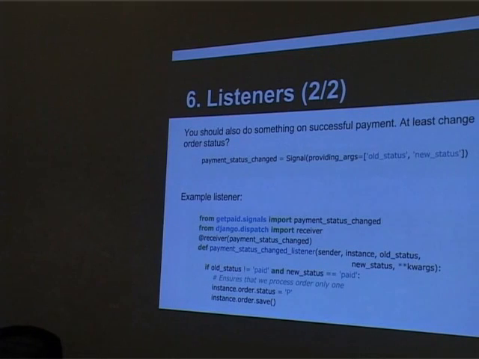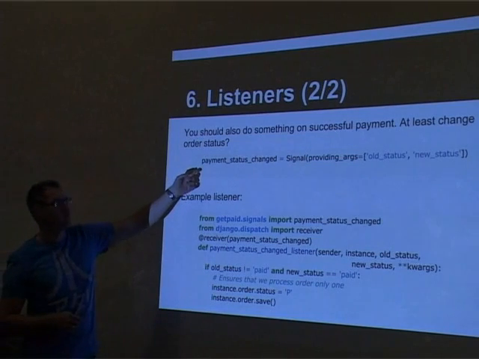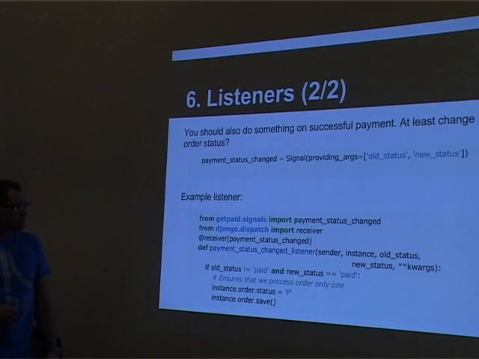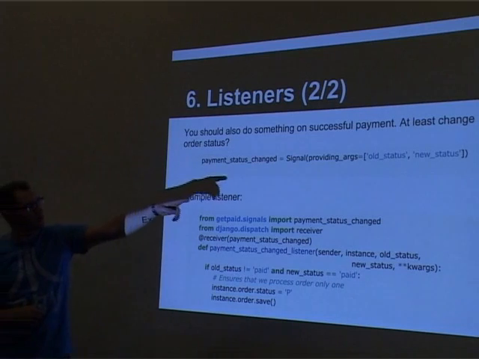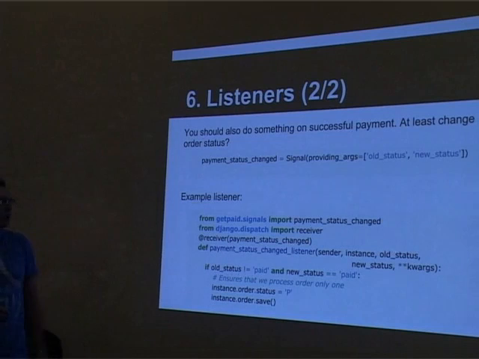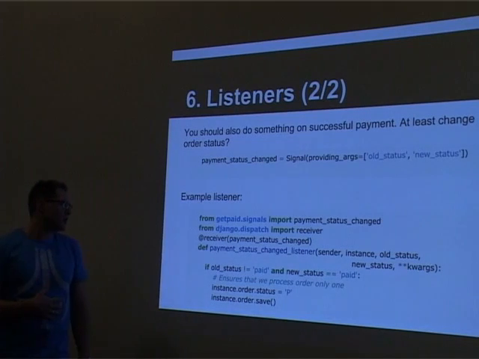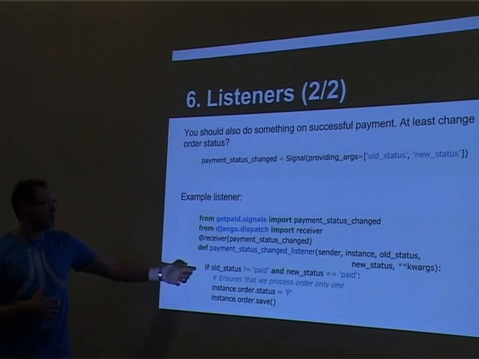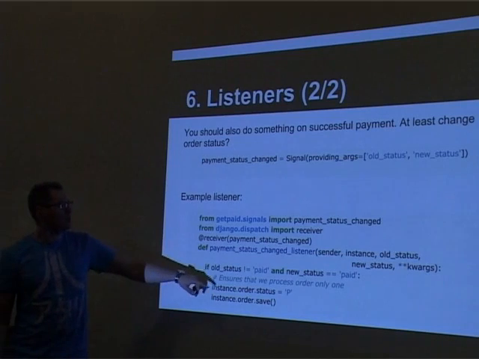And also the second thing, which is important: how to notify that the payment has actually been processed and whether it's successful or failed. So there is a second signal called payment status change, and it will have two arguments, old status and new status, and you can just check. So here is one way to do it.